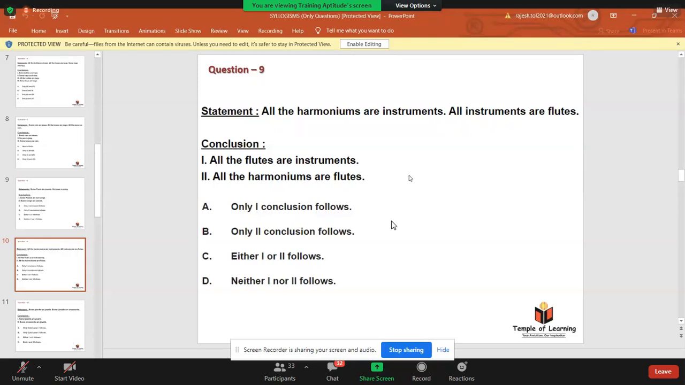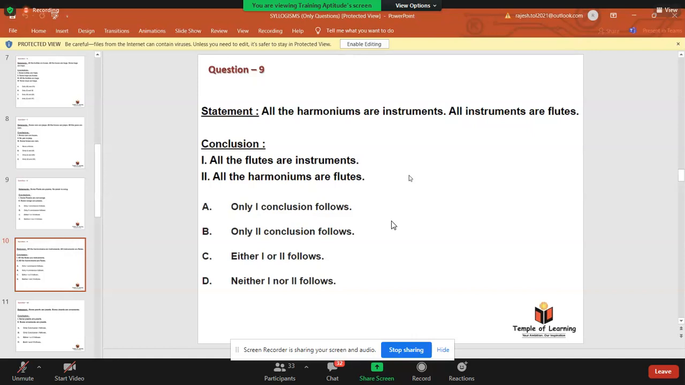All right, let's focus back on the assignment. Sir, it should be B. Question number 9 says all the harmoniums are instruments, all instruments are flutes. So all the harmoniums are flutes. It can't be one. Opposite is not true. All the harmoniums are flutes, it's correct. It is two.